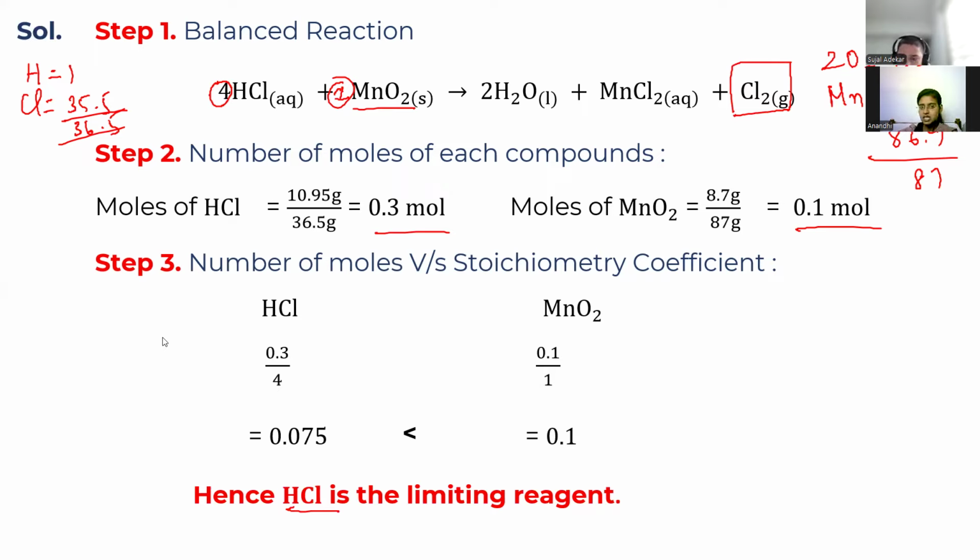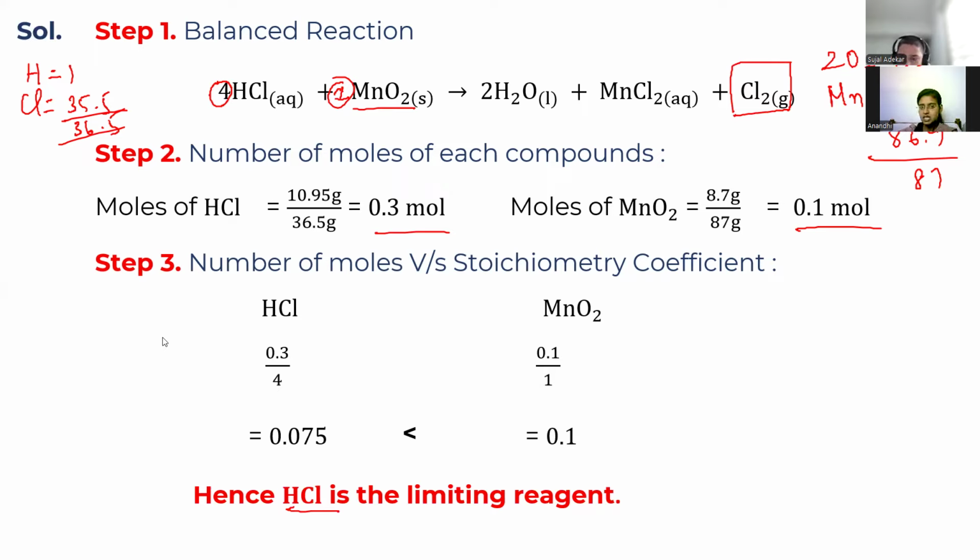Okay. So step number 4 is calculations based on availability of limiting reagent. 4 mole is producing 1 mole of Cl2. Therefore, 0.3 will produce 0.3 into 1 divided by 4 mole of Cl2, which is 0.075 mole of Cl2.